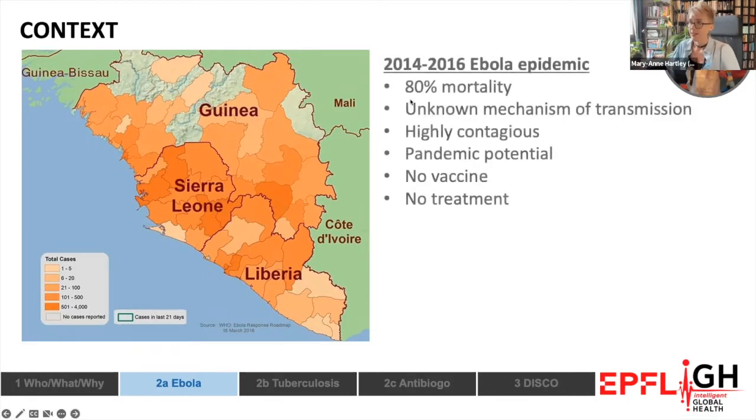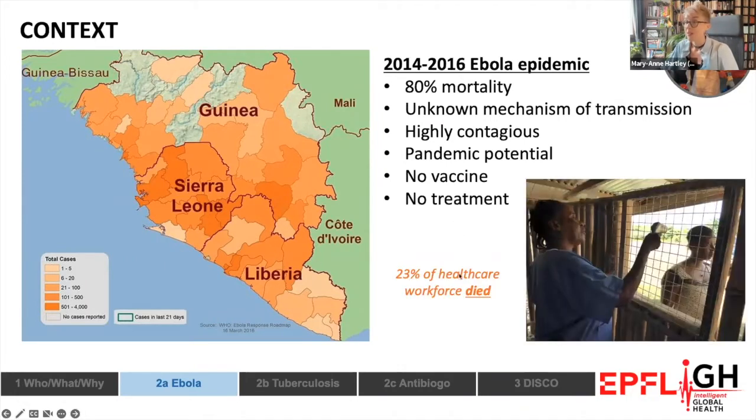If you go back to 2014, all we knew about the Ebola epidemic at the time we were deployed was that there was really high mortality, an unknown mechanism of transmission, it was highly contagious with pandemic potential, and there was no vaccine and no treatment. This may remind you of other things that happened recently, but I assure you that this was a lot more scary. It was really visceral. Like 23% of the entire healthcare workforce actually died.